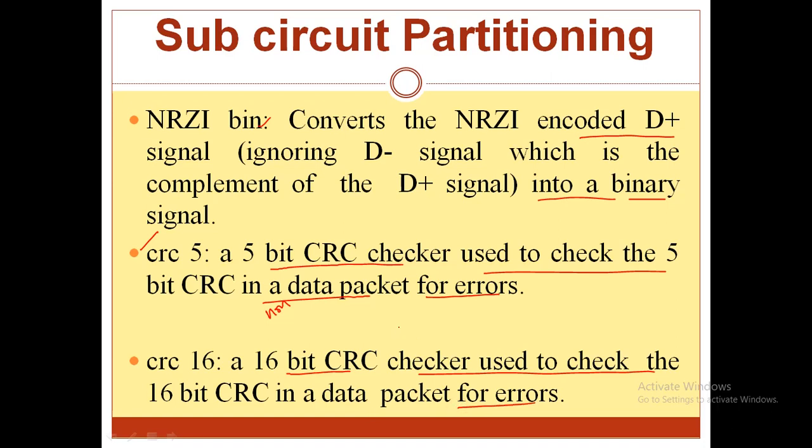This 5-bit CRC is used for non-data packet types. Non-data packet types means token packets, special packets, preamble packets, and the other packets besides data packets. Errors in packets other than data packets can be identified with the help of the 5-bit CRC. That is the important thing.